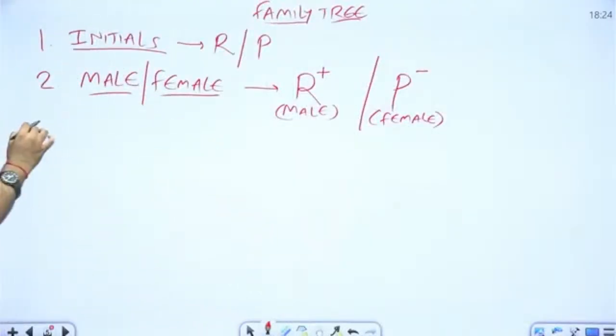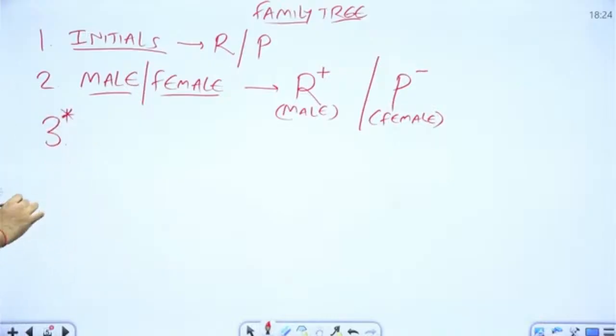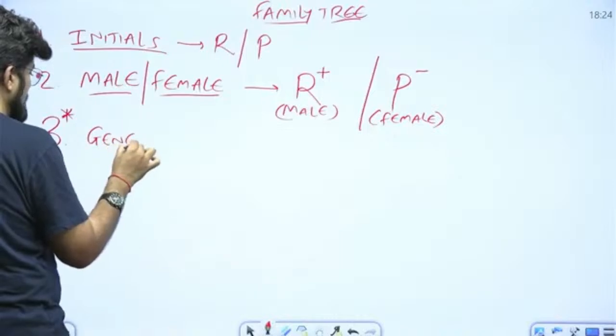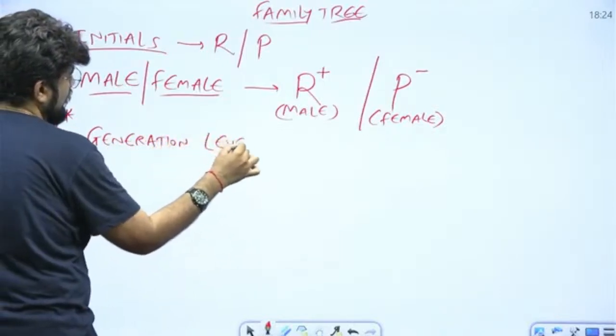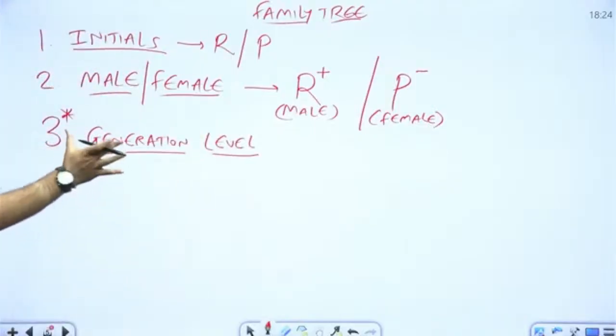The third point is the most important point for the blood relations family tree method. That is the generation level. Now I'll explain to you what this is all about, because your complete tree formation depends upon this one pointer. Okay?